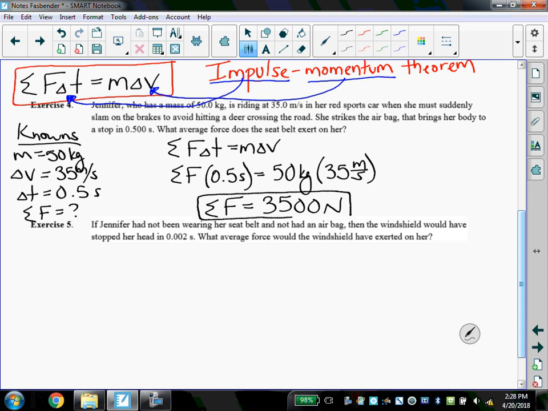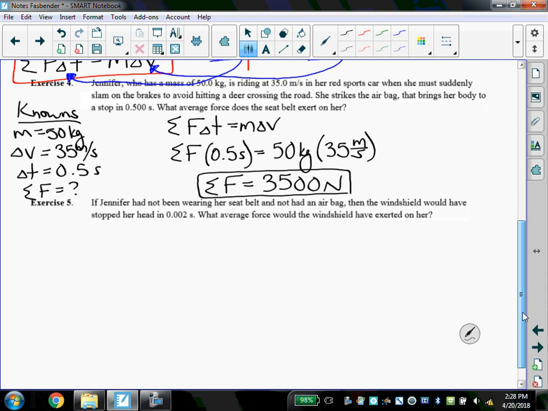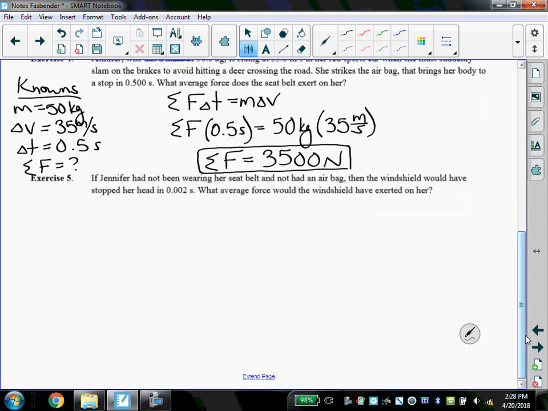Now, is that going to kill Jennifer? Probably not. I think that's like 7 G's worth of force, so she's feeling 7 times her body weight, and it's going to be really uncomfortable, and she might even break some bones, but Jennifer will probably survive.